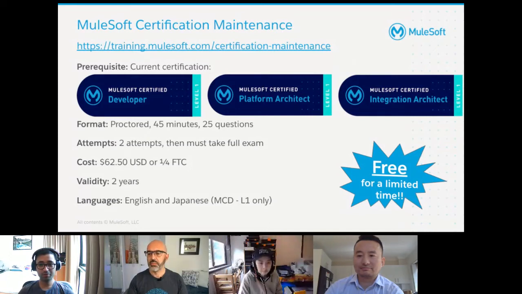But not everyone wants to have to put in the whole 2 hours worth of exam effort and the equivalent study. There is an easier, shorter way to maintain these certifications. And that's the certification maintenance exam. So you get 2 attempts to do this exam. It's a shorter proctored version, and it extends the validity of your exam by 2 years.